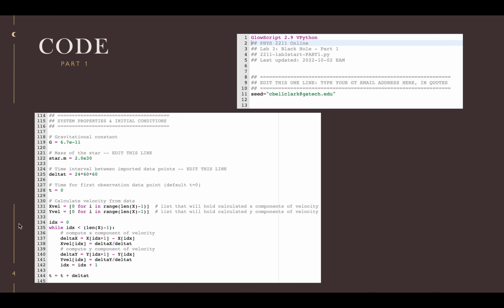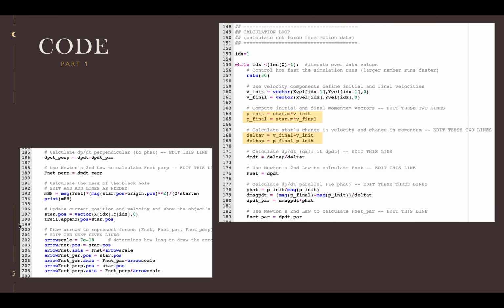For the code in part 1, I entered my email and then the mass of the star, which was given in the instructions, and then the number of seconds in a day. Then in the while loop for part 1, I used the momentum principle. Momentum equals mass times velocity, and then I used final minus initial to calculate the change in velocity and momentum.